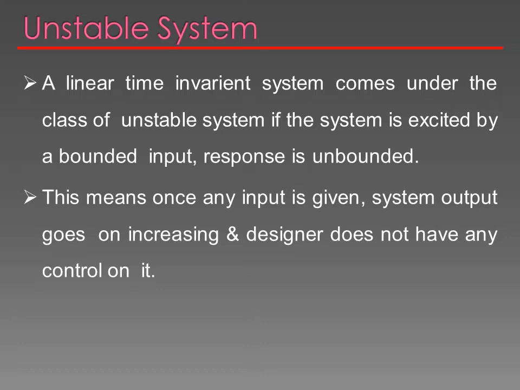Unstable system. A linear time invariant system comes under the class of unstable system if the system is excited by a bounded input and the response is unbounded. See, when we give a bounded input but we get an unbounded response, then this type of system is known as an unstable system. This means once any input is given, system output goes on increasing and we don't have any control on it.